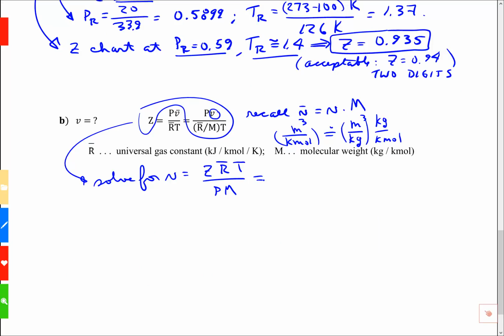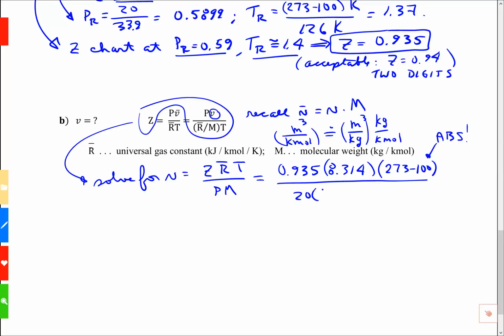All right, what are my numbers? Z I found from part A is 0.935. The universal gas constant I'm going to put in as 8.314. Temperature has got to be the temperature I'm interested in, in kelvins, 273 minus 100. That's got to be an absolute temperature. Pressure, I'm going to put in as pascals, 20 times 10 to the 5th. And then molecular weight is 28.01.